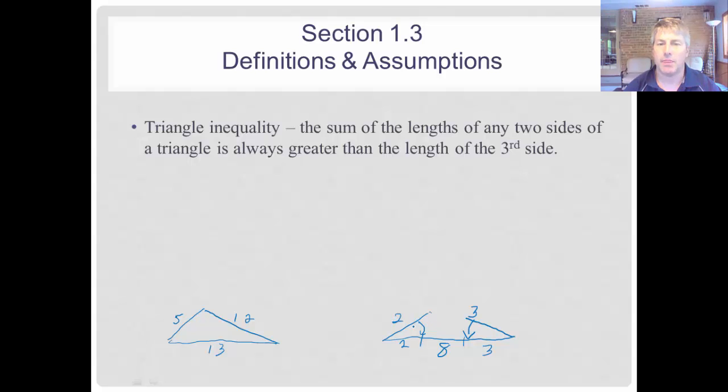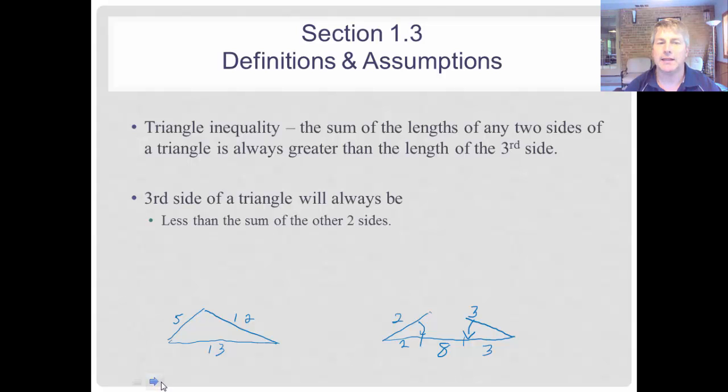And sure enough, 2 plus 3 is not greater than the length of the third side. Or another way to look at this is the third side of the triangle will always be less than the sum of the other 2 sides. And that's not the case. 8 is more than the sum of 2 plus 3. 13, that's less than the sum of 5 plus 12, which is 17. Okay, 5 is less than 25, so that does seem to work out as you work your way around.